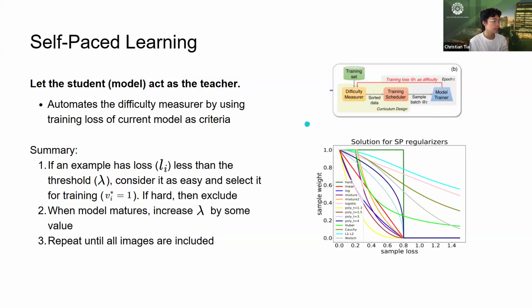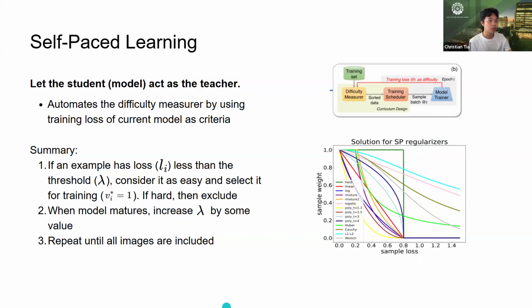This is analogous to a student who is learning a new topic, and since they have no teacher, they look through the examples, and if they perform poorly on a task, they consider that harder. So they go through the easier examples first, before moving on to the harder ones. How it's done is that with an example with loss L, you include it if it is below the threshold set by the self-paced regularizer. If it is above, then you exclude it.